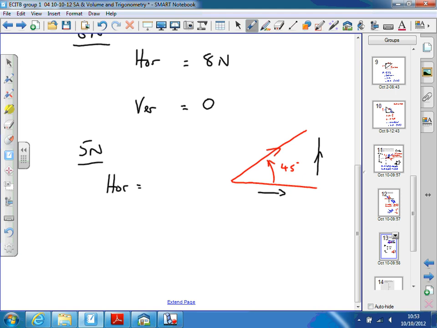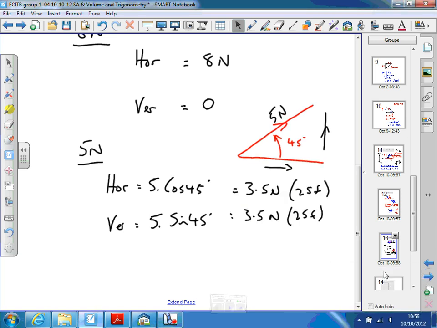So what's the horizontal going to be? What's the calculation? This is 5, remember? It's cosine, adjacent, so it's 5 times the cosine of 45, and the vertical is 5 times the sine of 45. And then we work out what they are, and we can then add up what the total horizontal is and the total vertical is. So if I just pause a sec, you can get up to that point, please.